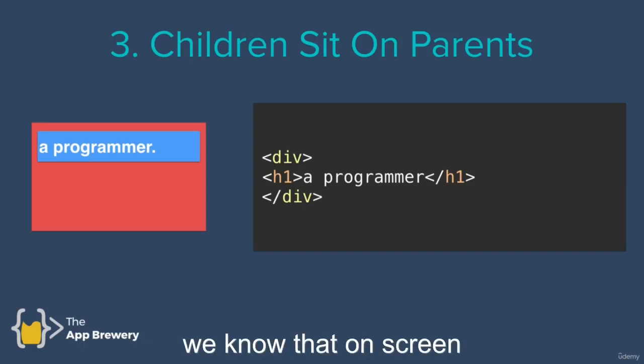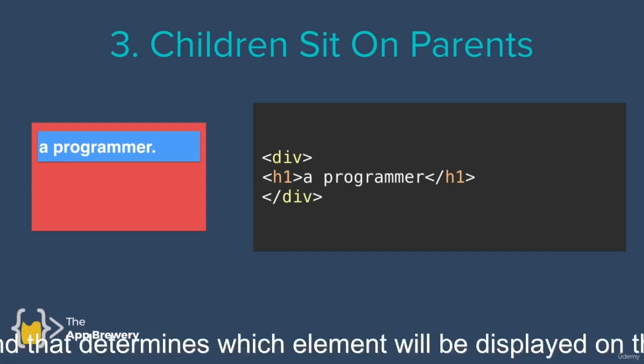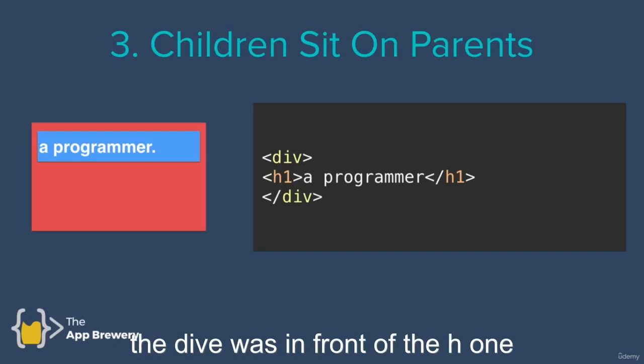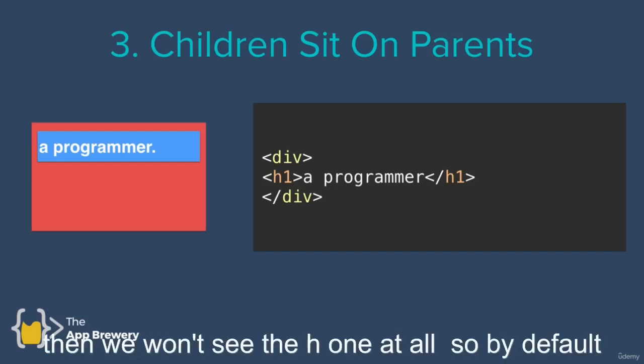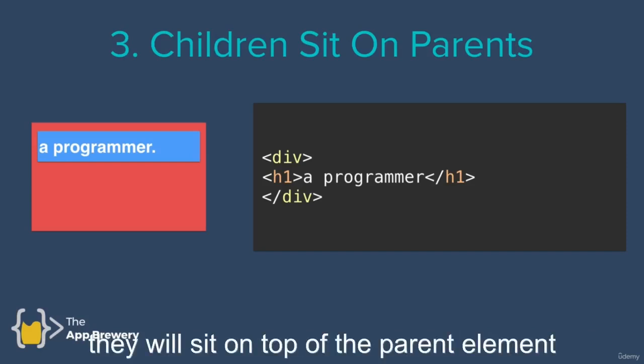We know that on screen we have an x and a y axis, but there's also a z-axis, and that determines which element will be displayed on the other one. Because if in this case the div was in front of the h1, then we wouldn't see the h1 at all. So by default, all HTML elements that are children, they will sit on top of the parent element.